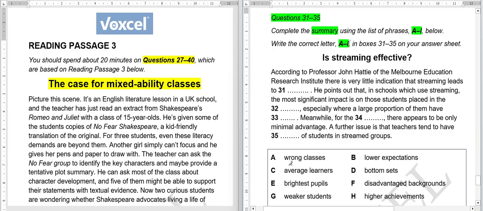For example, let's say for question 31, the answer is A. On the answer sheet, you have to write the A option. Do not write the words. So for example, for 31, if the answer is A, and if you write the words on your answer sheet, though the A option is correct, your answer will be marked as incorrect. Why? Because you have to write the letter, not the words. So be very careful about that.